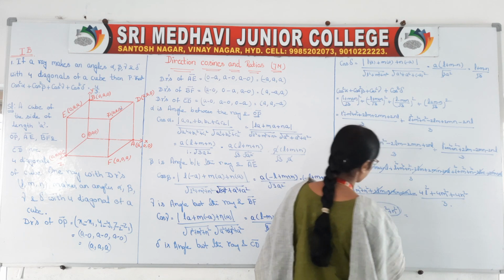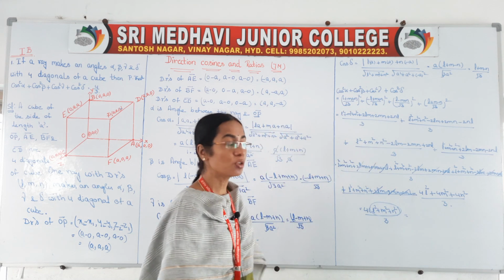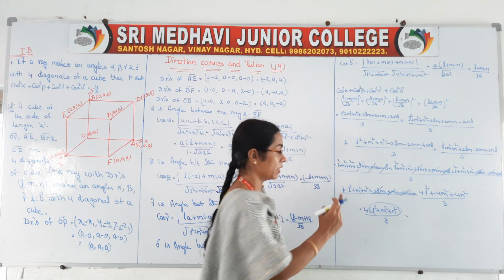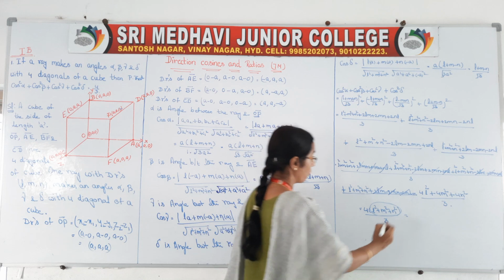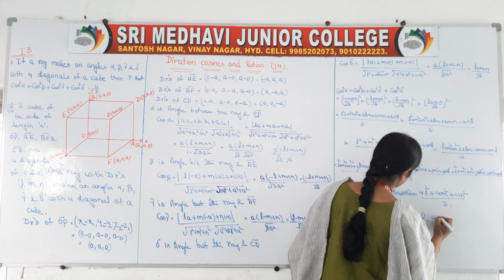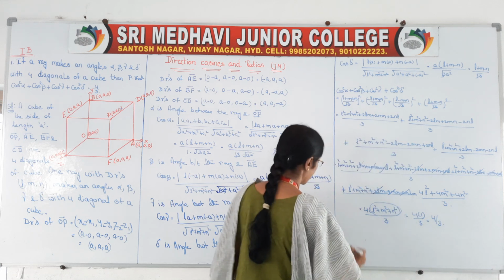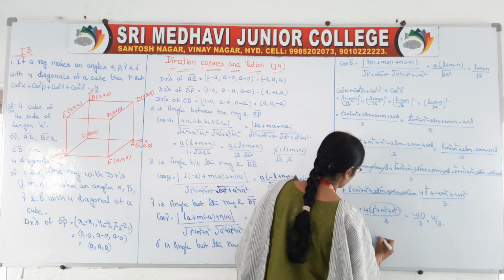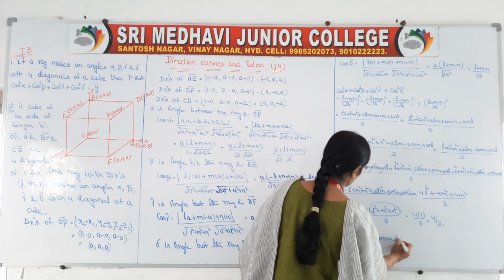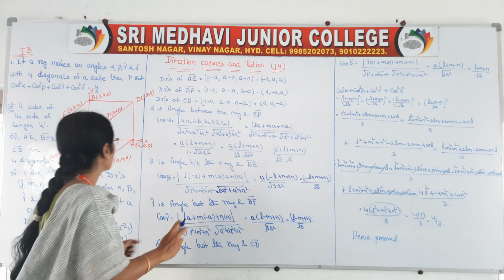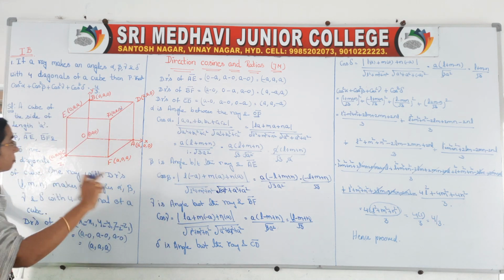Already you know that this relation is equal to 1. The relation between l, m, n is l² + m² + n² is always equal to 1, right. 4 into 1 by 3 is equal to 4 by 3. Hence proved. Actually the question is prove that, isn't it? So we will write hence proved.